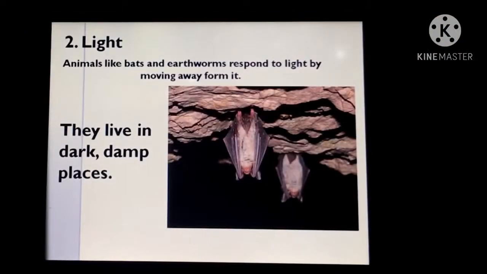Next, we have the light. Certain animals like bats and earthworms respond to light by moving away from it. They live in dark, damp places like the caves. The bats live inside the caves because it is too dark.